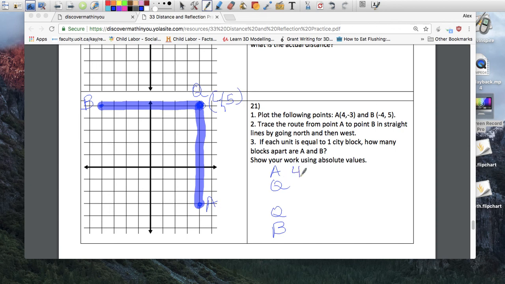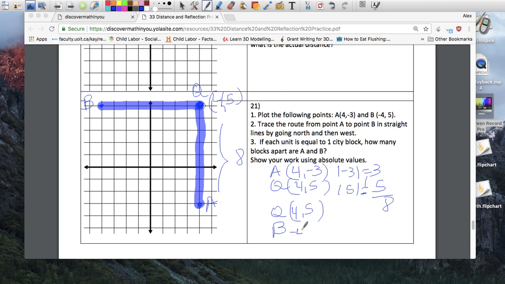Point A is 4, negative 3. Point Q is 4 and 5. So we take the absolute value of negative 3, which is 3, and the absolute value of 5, which is 5. They are in different quadrants. Point A is in quadrant 4, and point Q is in quadrant 1. So we add these two: 3 plus 5 is 8. So this whole distance here is 8, and you can count 1, 2, 3, 4, 5, 6, 7, 8.